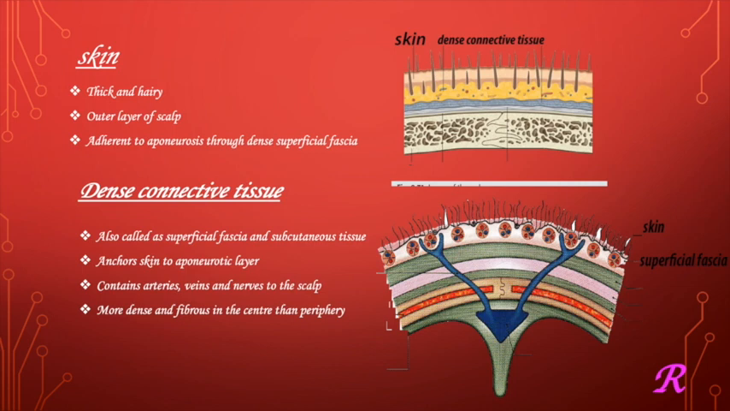In the picture, you can see it. These are the vessels and nerves. Here also, these are the vessels and nerves. It is more dense, it is more thicker. This layer is thicker in the center than at the periphery.